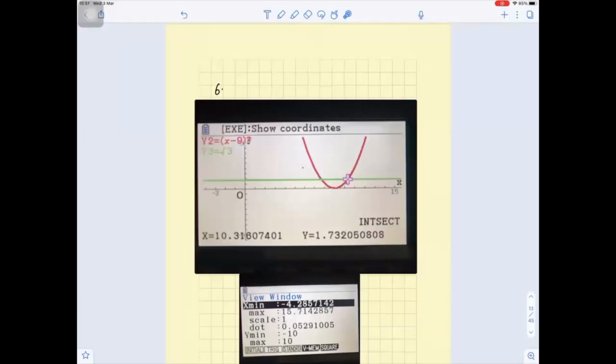So if you plot that on your graphics calculator, x minus 9 all squared is that U shape, and y equals square root of 3.2 is that green line. And you can see where they meet there, 10.31, and y is 1.7. And that's what you use for the x and the y axis view window to see it clearly.